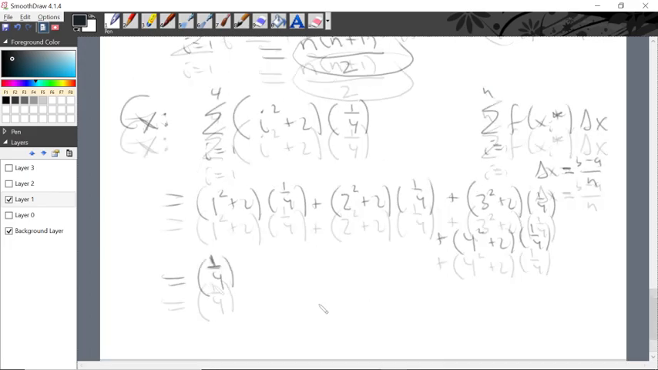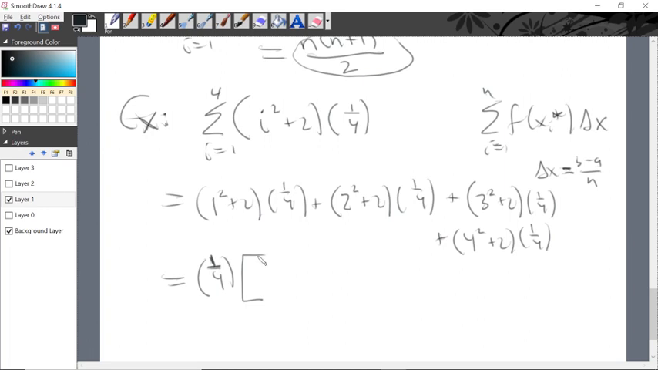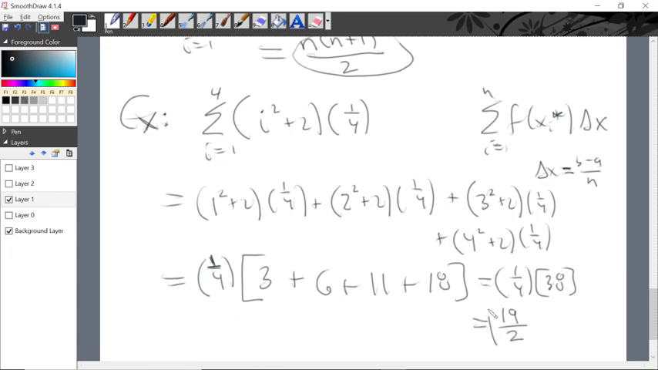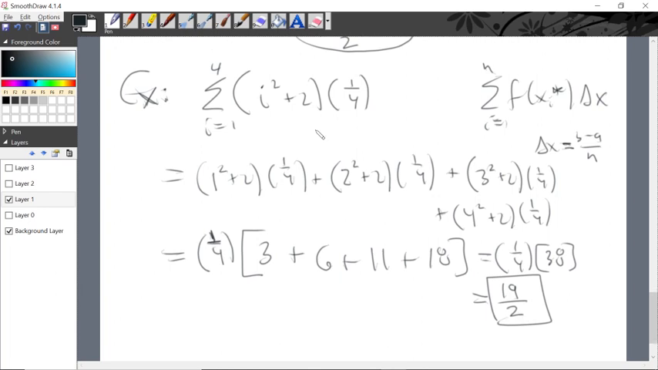So the 1/4 comes out, and I'll open up a bracket here. 1 squared plus 2 is 3, and then 2 squared plus 2 is 6, then 3 squared plus 2 is 11, and then 4 squared plus 2 is 18. So we have 1/4 times this: 3 and 6 is 9, 9 and 11 is 20, plus 18 is 38. So we get 38 over 4, which reduces to 19 over 2. So that's what our sum is from this summation.